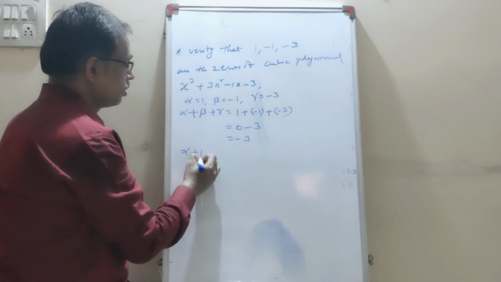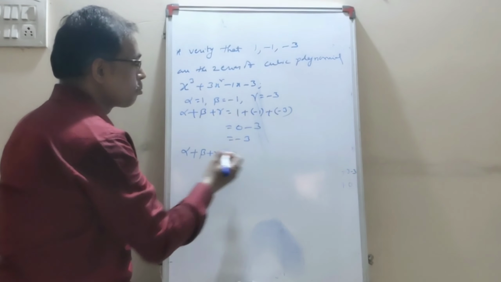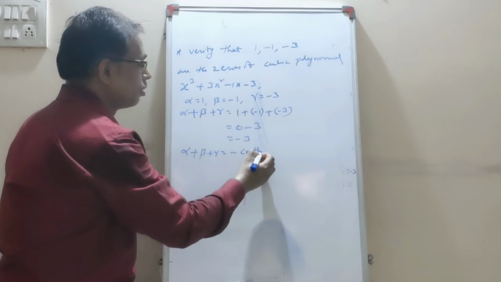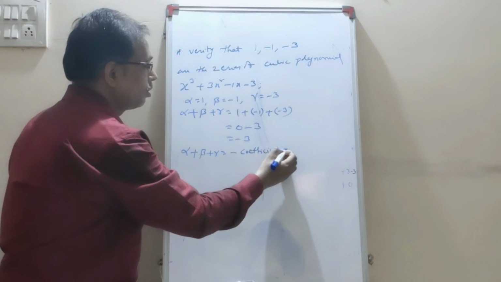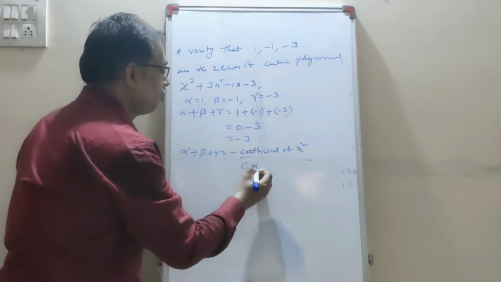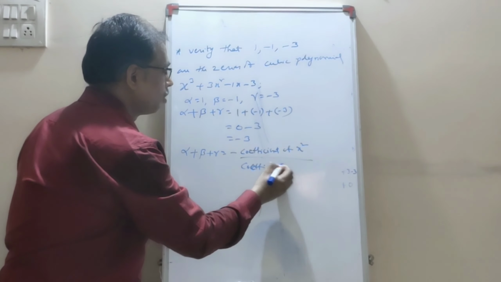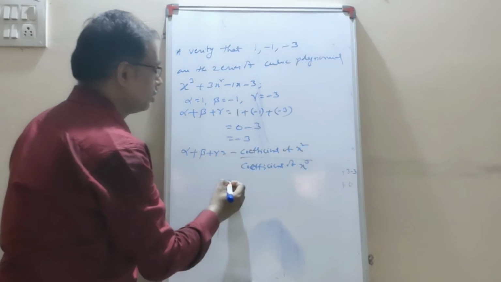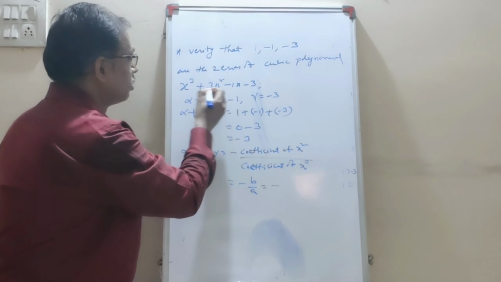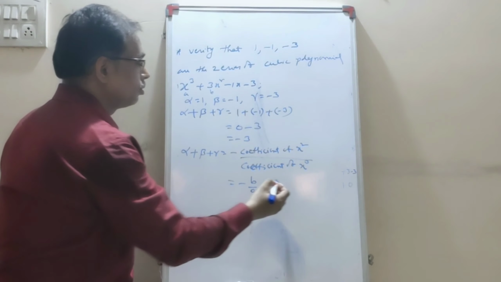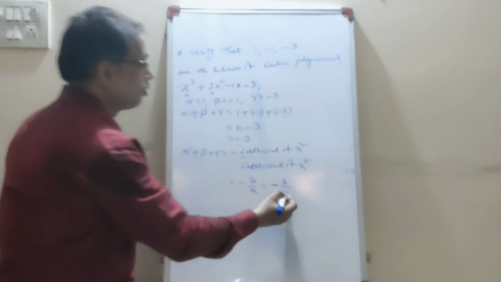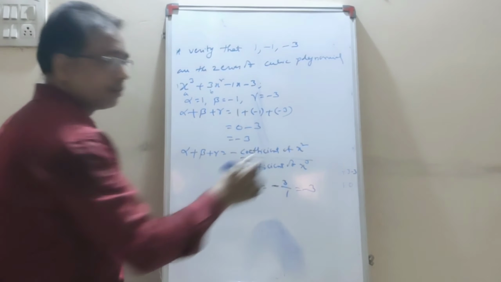Now again here we have the formula: alpha plus beta plus gamma equals minus of the coefficient of x square by the coefficient of x cube. It is simply minus b by a. It is minus of b, here b is 3, and a is 1. So we can write minus 3 by 1, simply minus 3. Hence verified.